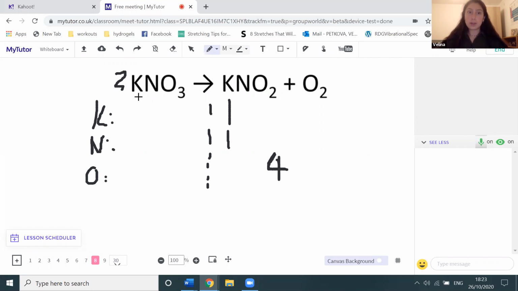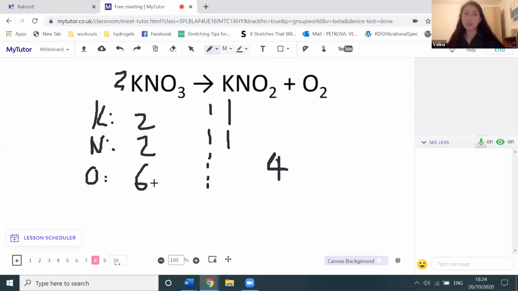So 2 times this formula: if we started off with just 1 potassium, now we're going to have 2 potassiums because we just multiplied by 2. If we start off with 1 nitrogen, we're now going to have 2 nitrogens. And in this formula, we have 3 oxygens, don't we? Because there's a little 3, which tells us how many oxygens we have. So 2 times 3 gives us 6 oxygens.